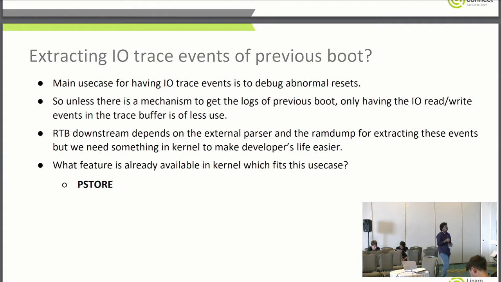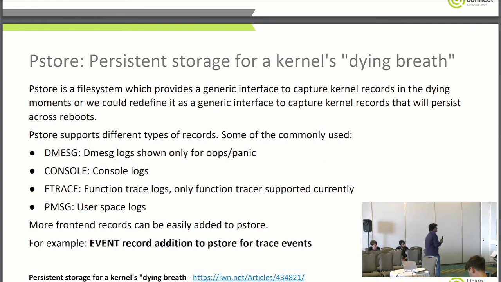So what other mechanisms do we have in the kernel where we can see those logs? One main framework available is Pstore. What is Pstore? Pstore is nothing but persistent storage. That statement is not mine; it's from one of the articles I was reading about Pstore. It's persistent storage for a kernel's dying breath, or in other words, an interface to capture kernel records. Initially it was only for panics or oopses, but now it's for any kernel records.